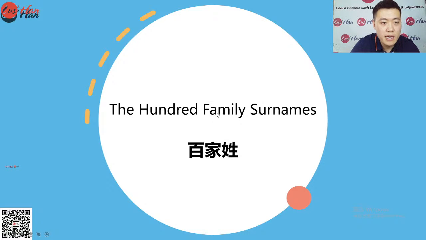Today's topic, 100 family surnames, 百家姓. 百 is 100, 家 is family, 姓 is surname. So 100 family surnames, 百家姓.